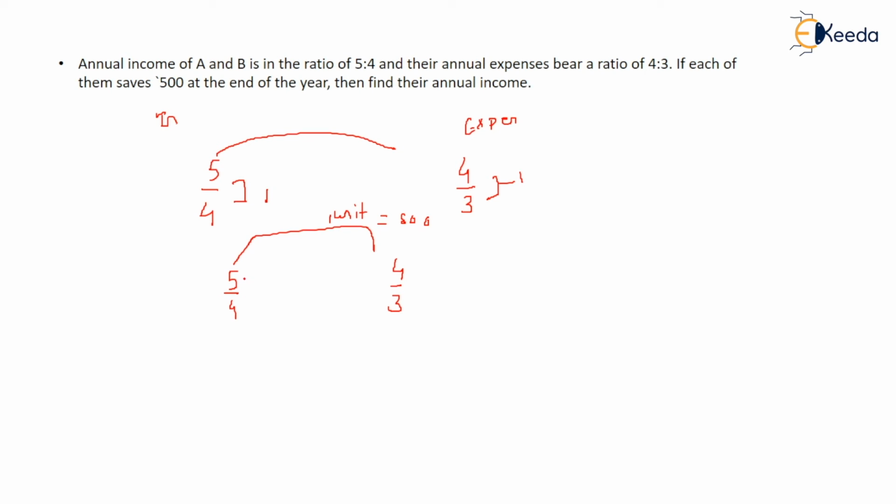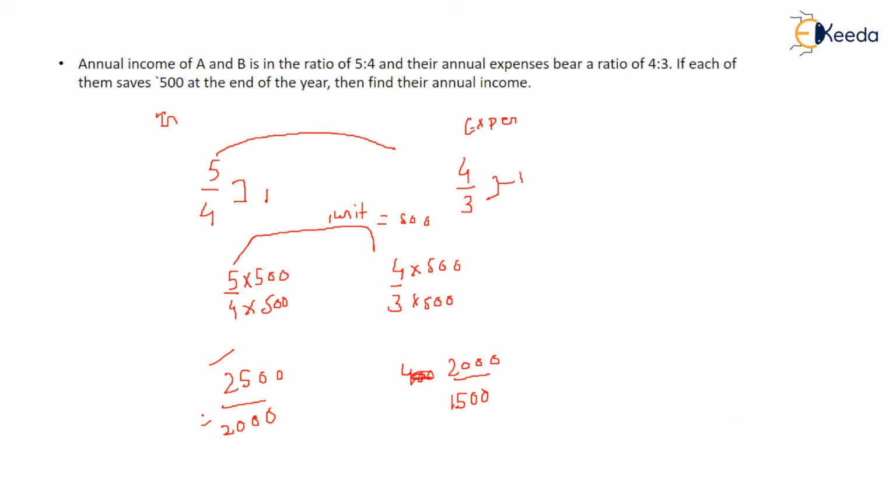So what you have to do is simply multiply by 500. You multiply 500 here, because you got the value of 1 unit as 500, right? So you can also multiply here and here. So you will come to know the salary of A was how much? 2500, and B was 2000. The expenses of the first one are 2000, and the second one was 1500. Okay, this is how you need to solve it. So their annual incomes are 2500 and 2000.